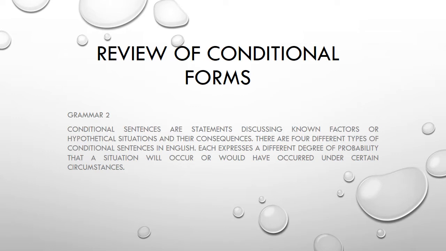There are 4 different types of conditional sentences in English. Each expresses a different degree of probability that a situation will occur or would have occurred under certain circumstances.